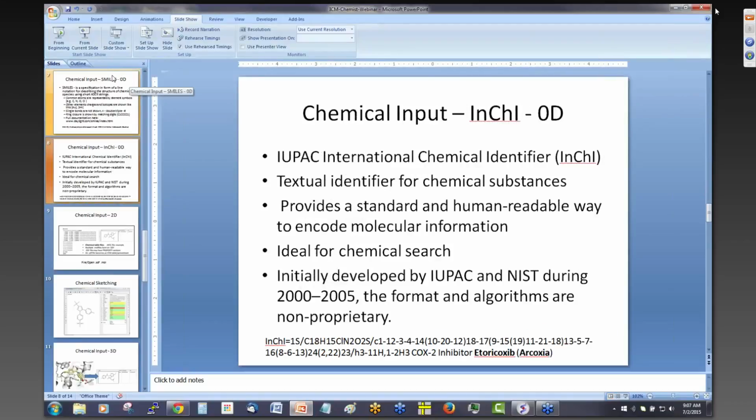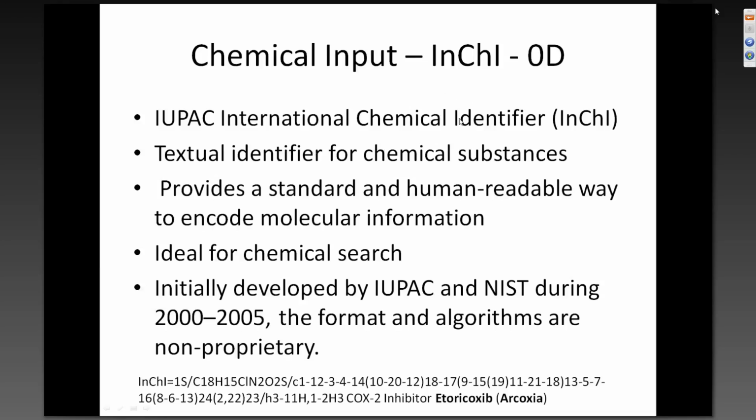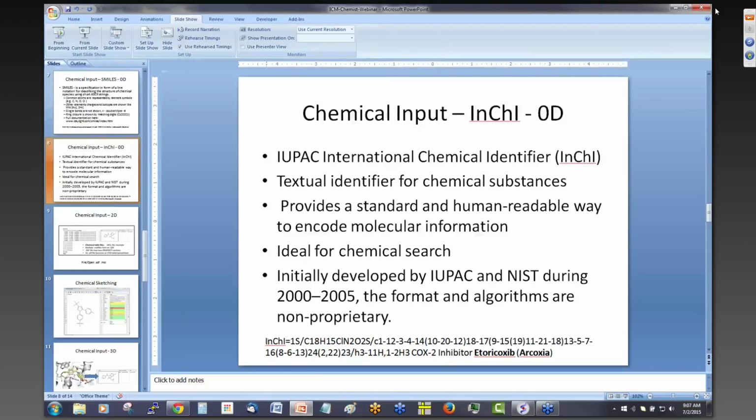Another way of inputting chemical data is from InChI notation. InChI stands for IUPAC International Chemical Identifier. It's a textual identifier for chemical substances. It provides a standard, human readable way to encode molecular information. It's ideal for chemical searching. It was initially developed by IUPAC and NIST, and it's non-proprietary.